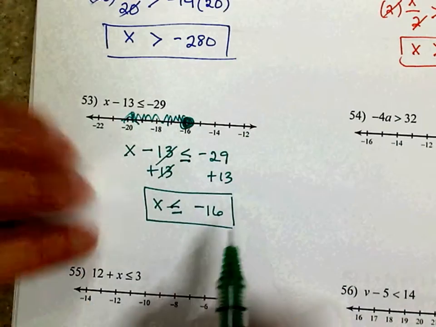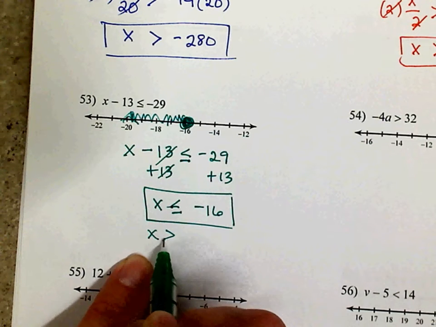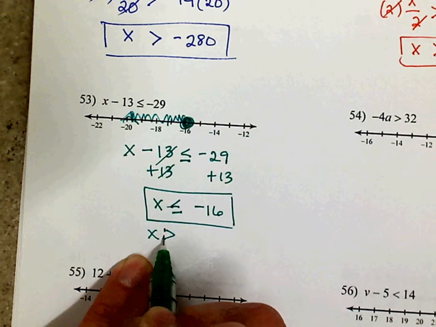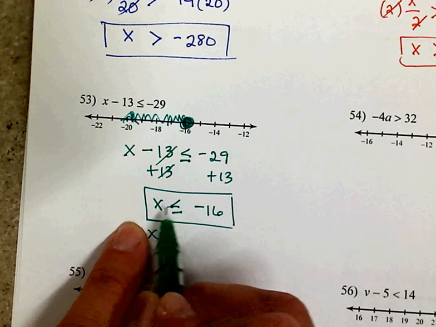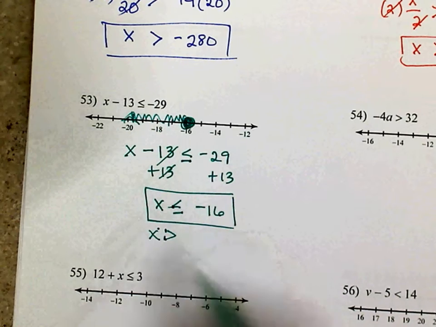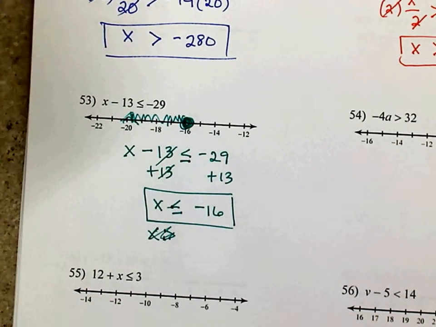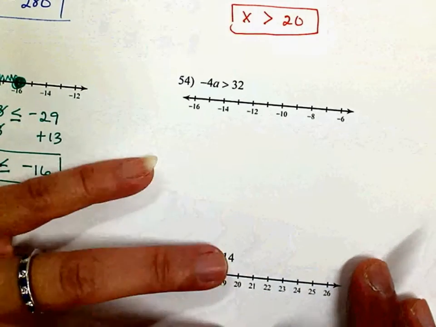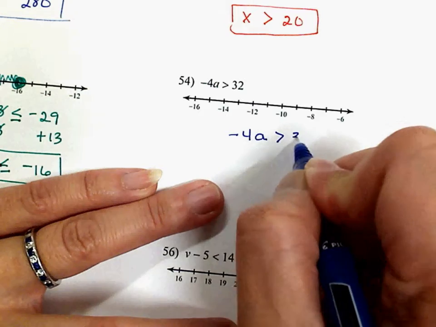Now, Melissa, if it was like this, you see how this side's bigger? See this right here? Then you would say X is greater than. But when X is next to this one, you say X is less than. So read the letters first, okay? And that'll help you a lot. All right. Okay. Number 54. Negative 4 times A is greater than 32. Iris, what do I do?